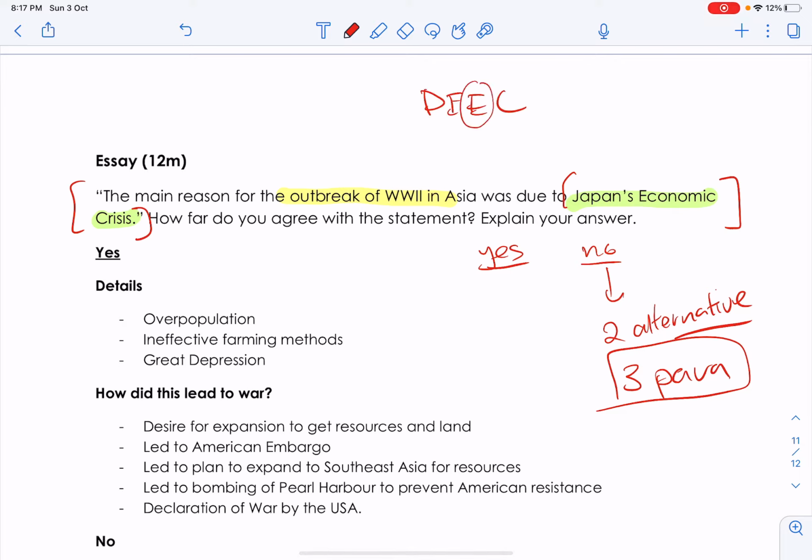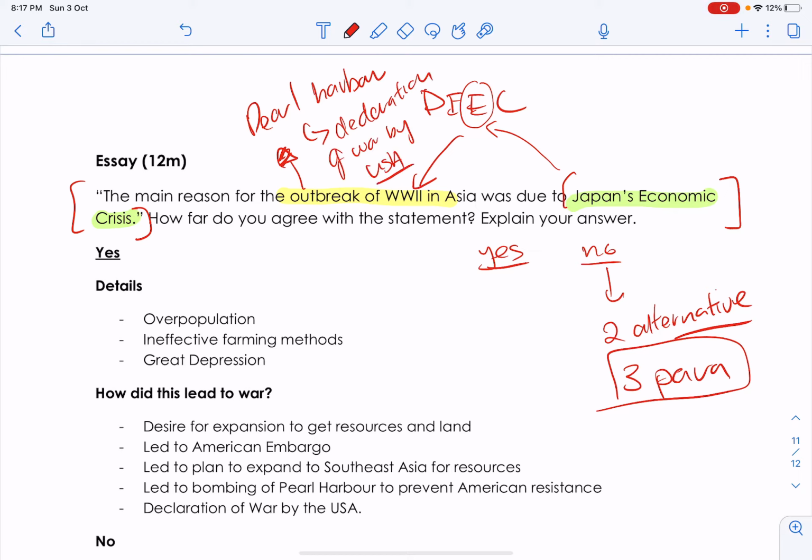Alright, but when you explain, when you're making the explanation, again, you must link it to the outbreak of World War II in Asia, which was triggered by the bombing of Pearl Harbor, because it was the bombing of Pearl Harbor that led to the declaration of war by the USA, right? So all your economic crisis points have to explain and link to the bombing of Pearl Harbor, because that is a trigger factor that led to the outbreak of World War II in Asia.